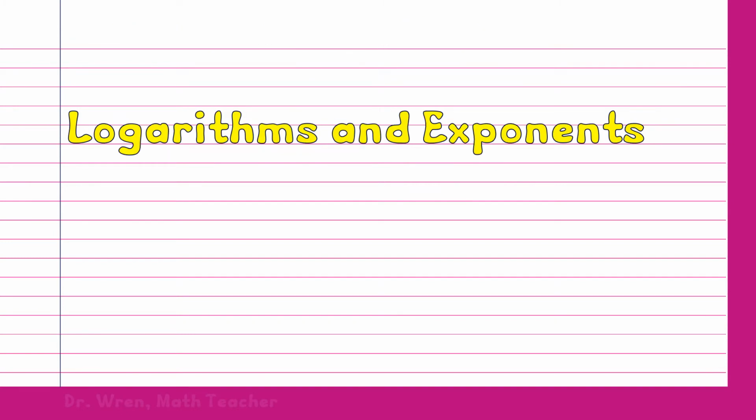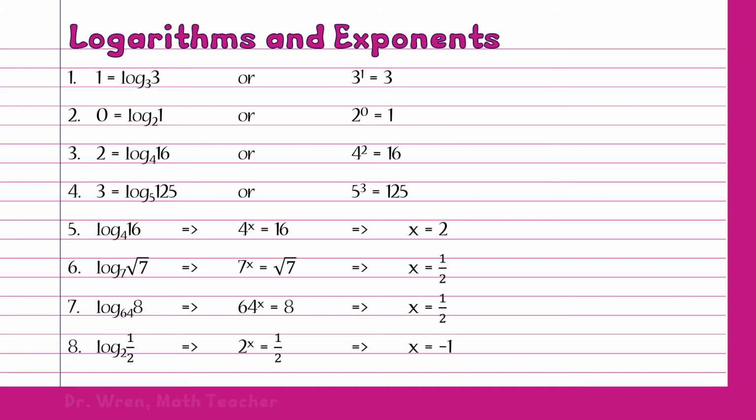Let's look more closely at the relationship between logarithms and exponents. When we look at the first four examples, we see the relationship between logs and exponents. 1 equals log base 3 of 3 is the same as 3 to the first power equals 3. 0 equals log base 2 of 1 is the same as 2 to the 0 power equals 1. 2 equals log base 4 of 16 is the same as 4 to the second power equals 16. And 3 equals log base 5 of 125 is the same as 5 to the third power equals 125.